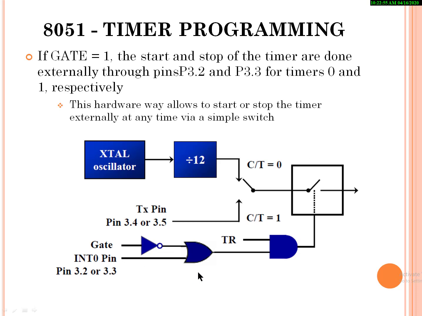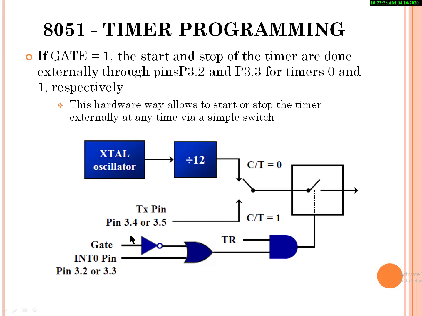So we'll take a scenario. Say, for example, gate is 0. When the gate is 0, enabling and disabling of the timers is done by the TR bit in the TCON register. If the gate is 0, the output of this NOT gate will be 1, and the output of this OR gate will be 1 irrespective of the input we provide. So we have a 1. If the TR bit is asserted, then 1 and 1 gives a 1, and this control will be asserted.